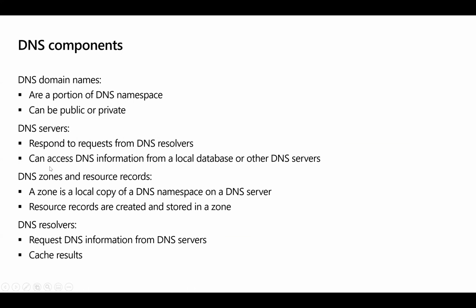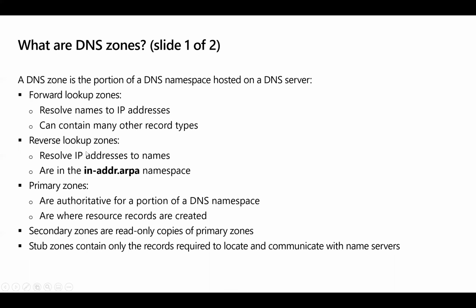So DNS zones, there are two kinds of lookup zones: forward lookup and reverse lookup. So what is a zone? A zone is the portion of DNS namespace hosted in DNS. Forward lookup resolves name to IP. So you give the host name, it'll give you the IP address. Reverse lookup, you provide the IP address, then you'll be given a host name. Okay? So demonstration.